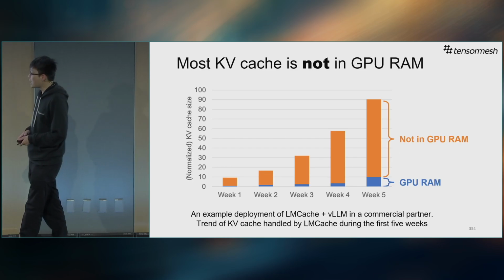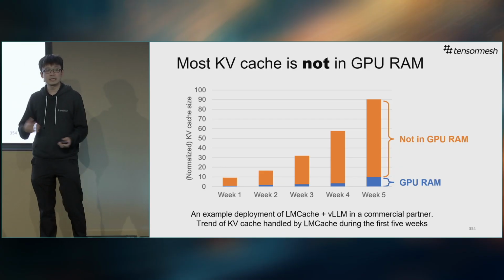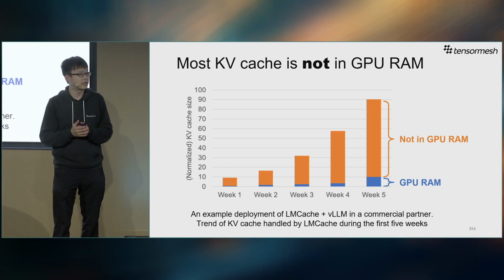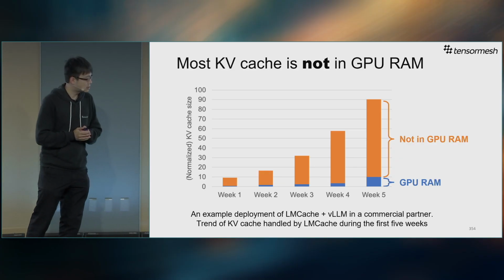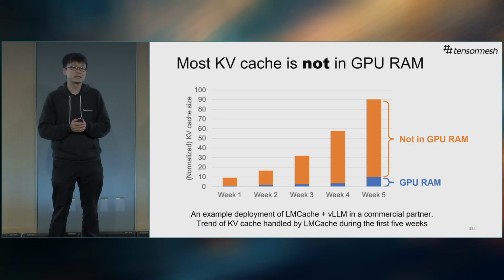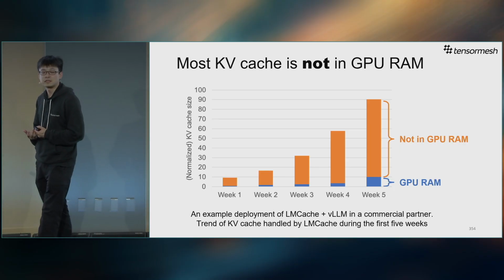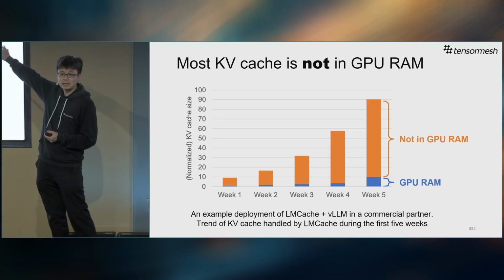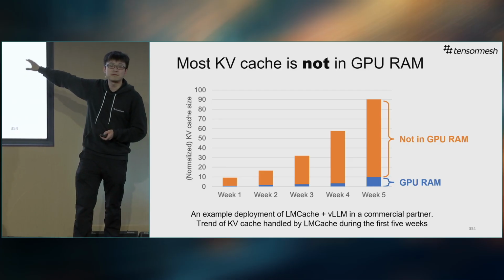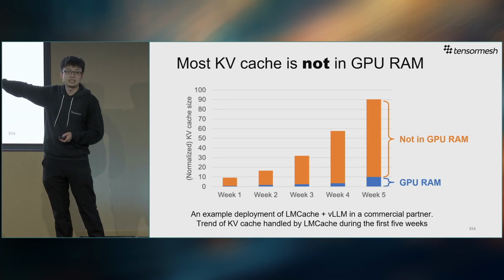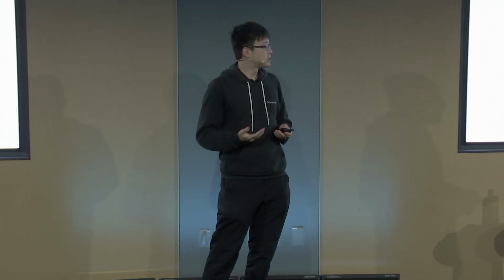Now, in practice, people do store KV cache outside of GPU memory. Here is an example of a deployment by a customer of LMCache and vLLM. They put this system in place for 5 weeks, and this is the KV cache handled by the LMCache library for the first 5 weeks. You can see there are more and more KV cache to be stored. Okay, that's amazing, but even more amazing is most of these KV cache do not stay in GPU memory after the query is done. Now, where to store them?